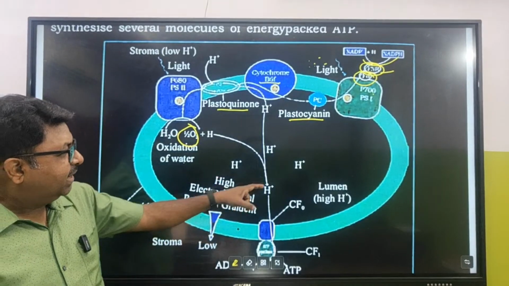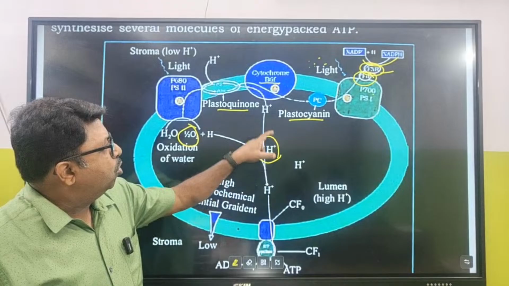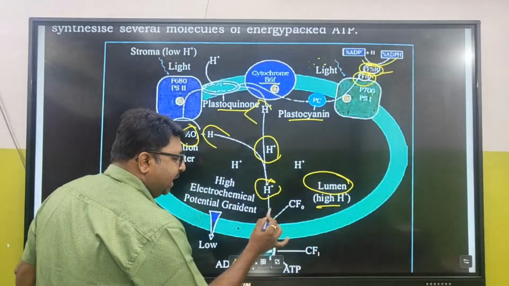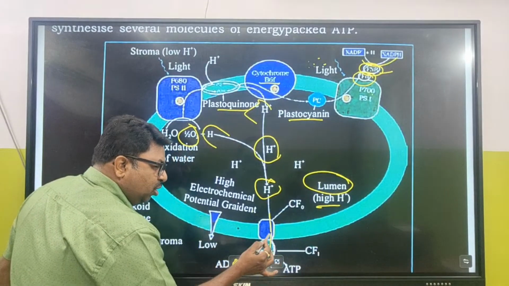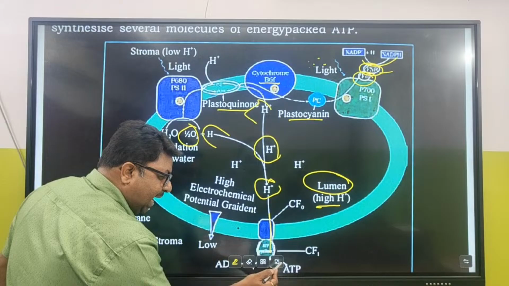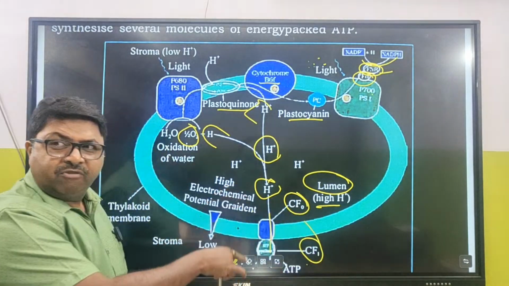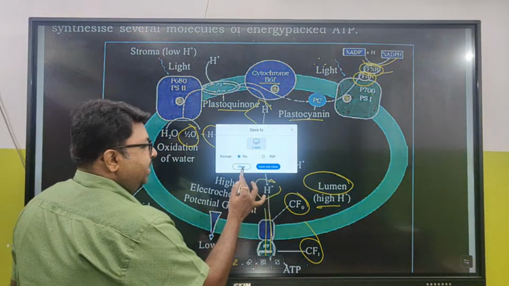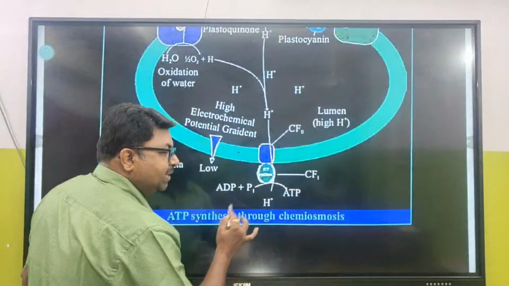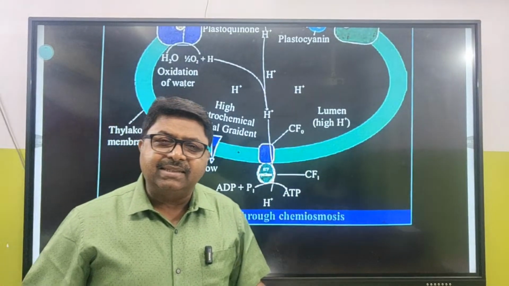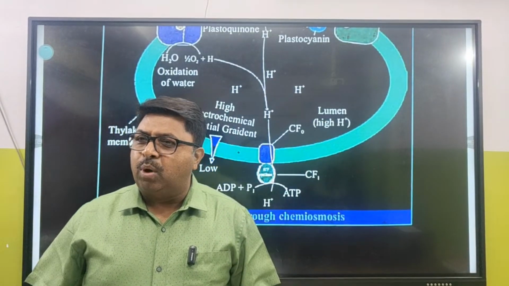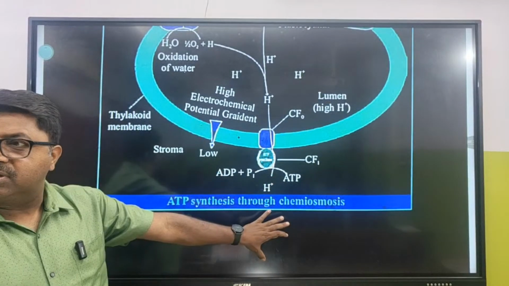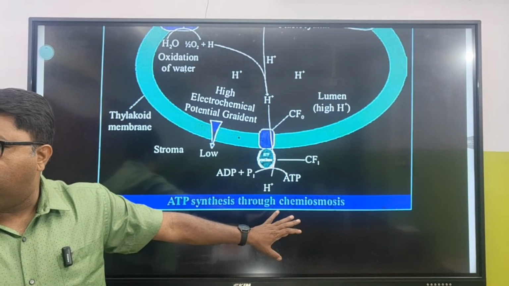Fine? And see, there is a pool of H plus ions. Inside the lumen there is a high concentration of H plus ions. It can only go outside, that is to the stroma, by the CF0 and CF1, the F0, F1 particle. And when it goes back, it activates an enzyme. What is the enzyme? ATP synthase. And it makes what? ATP. This is the process by which ATP is being formed, and this process is called chemiosmosis.